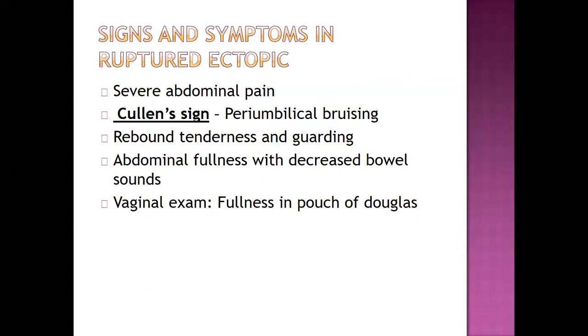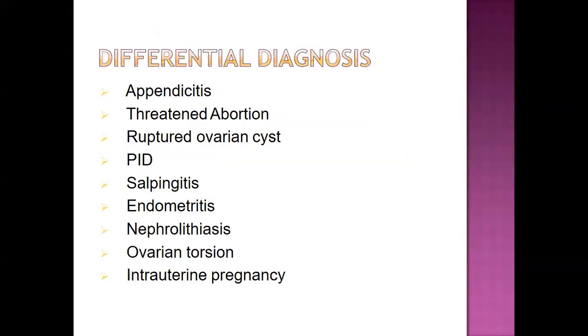Cullen's sign is present in the ruptured ectopic. In the ruptured ectopic, as an acute emergency, the patient comes with acute symptoms: severe abdominal pain, Cullen's sign, periumbilical bruising, rebound tenderness and guarding, abdominal fullness with decreased bowel sounds, and vaginal examination shows fullness in the pouch of Douglas, with tenderness due to the collection of blood or the mass.